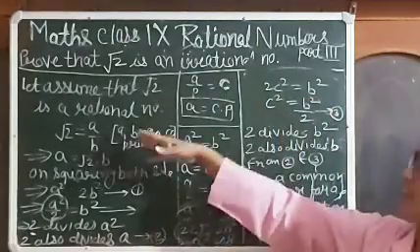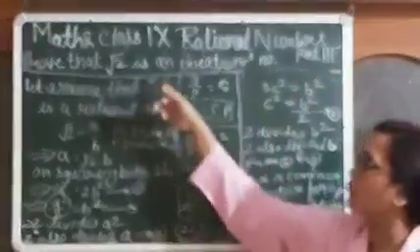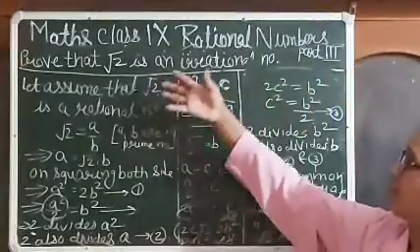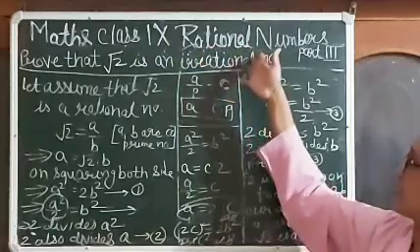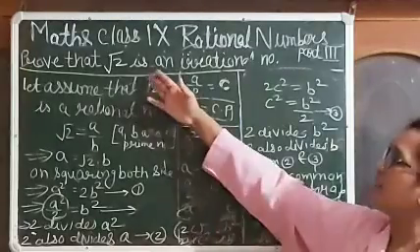Students, in this way we can also prove that root 3 is an irrational number, root 5 is an irrational number. Any such number we can prove to be irrational by this method. So in this way we can prove that root 2 is an irrational number.